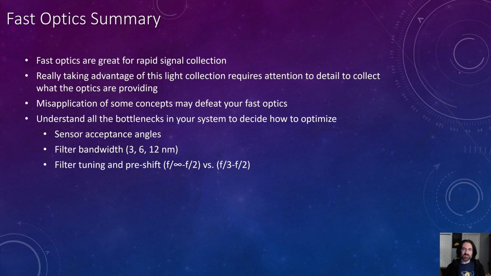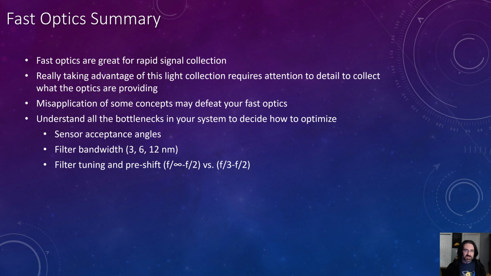So what do I take away from all of this as a fast optics summary? Fast optics are great for rapid signal collection. However, really taking advantage of this light collection requires attention to detail to collect what the optics are actually providing. Misapplication of some concepts may defeat your fast optics, such as selecting too narrow of a bandwidth of a filter.